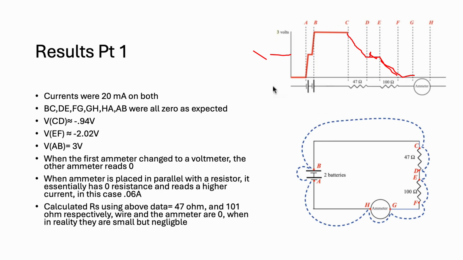Basically if you change the ammeter to a voltmeter, the voltmeter has so much resistance that the current is just going to travel through the ammeter and not through the voltmeter. So if you keep the voltmeter where it originally was in the first part of the circuit, it's going to cause a problem. It's just going to short circuit the circuit. Basically the whole circuit's just going to stop working because there's no connection to the rest of it, since it's such high resistance. When the ammeter is placed in parallel with the resistor, the current just travels through the ammeter because it's essentially 0 resistance. And then the calculated R is using the data above for 47 and 101 ohms.